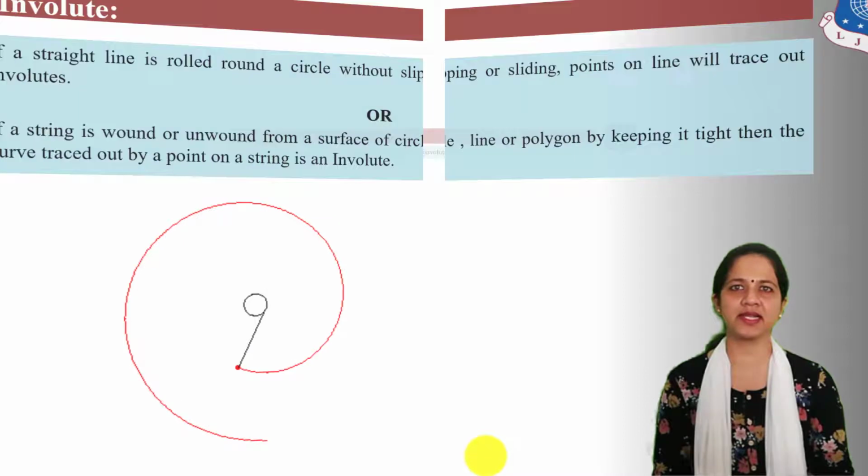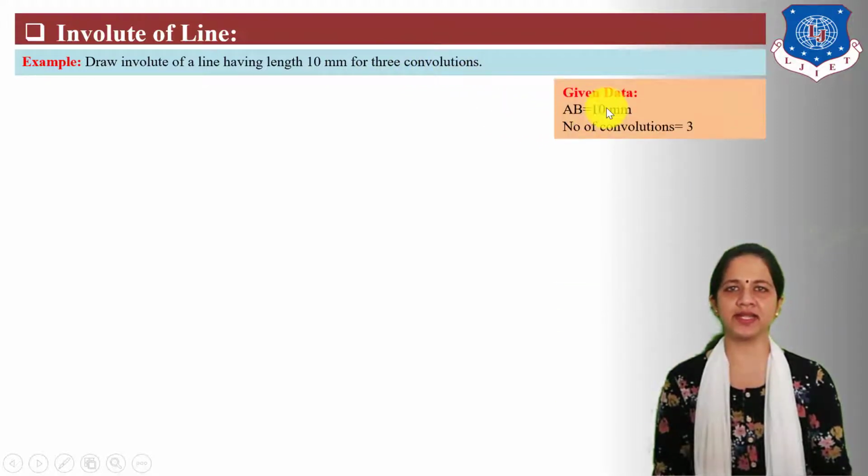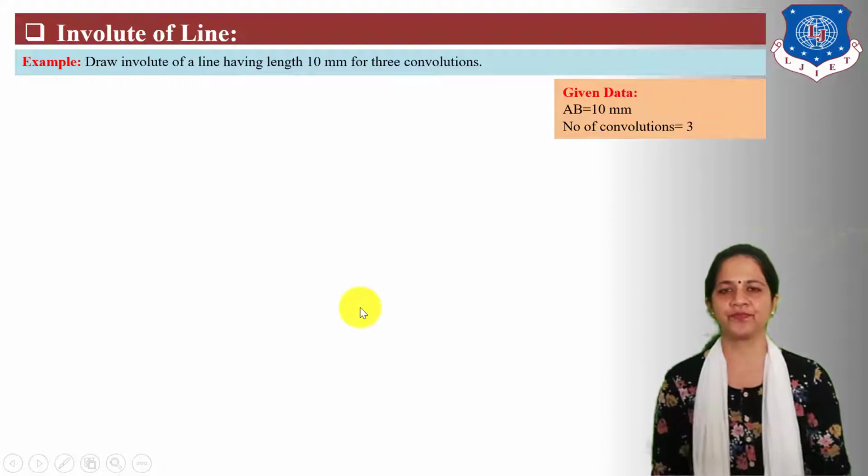Next, let us understand involute of line. Example is given here. Draw involute of a line having length 10 mm for 3 convolutions. First, list out given data. Length of line AB is equal to 10 mm. Number of convolutions is equal to 3.